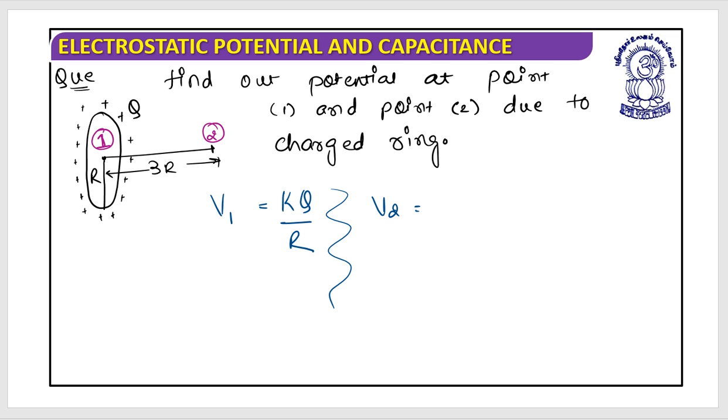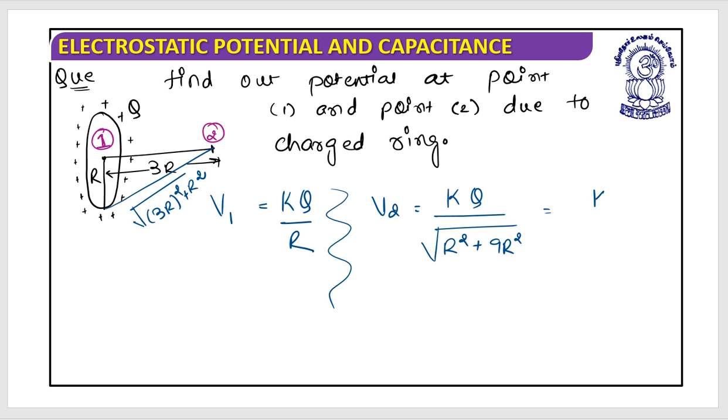It's V2. So this distance would be equal to the root of (3R) whole square plus R square. This is the distance from the charged ring to point 2. So this is equal to kQ divided by root of R square plus X square, which is R square plus 9R square. That would be kQ divided by root of 10 R square. Taking R out of the square root, it's kQ divided by R multiplied by root of 10 volt.